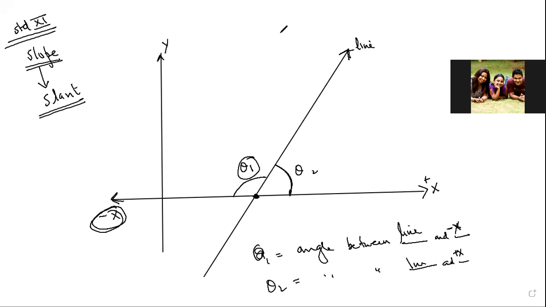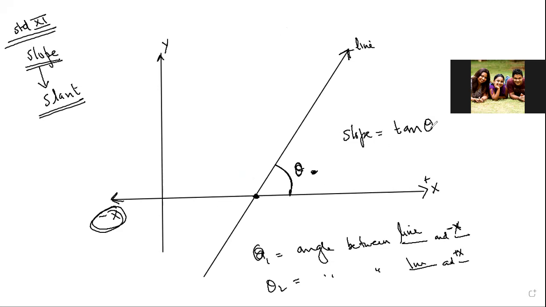Now, when I talk about the slantness, which angle should I take, with the positive x-axis or negative x-axis? One of them I have to take. We always take the angle between the line and the positive x-axis. But slope is not the angle. Slope is tan of the angle.